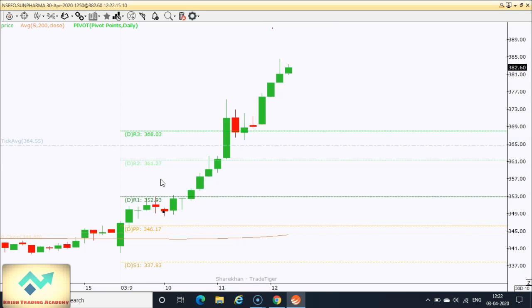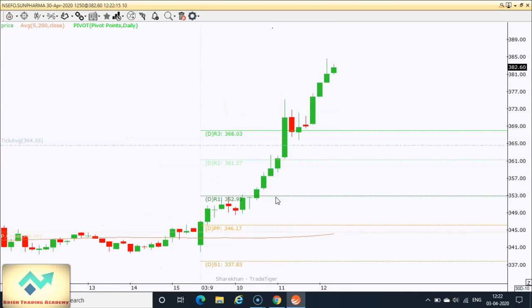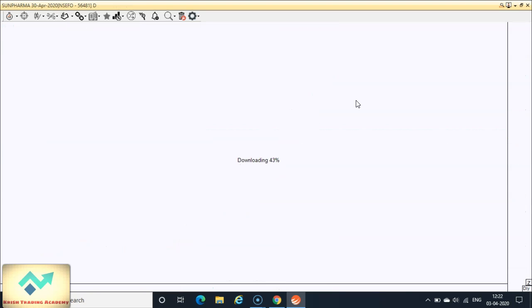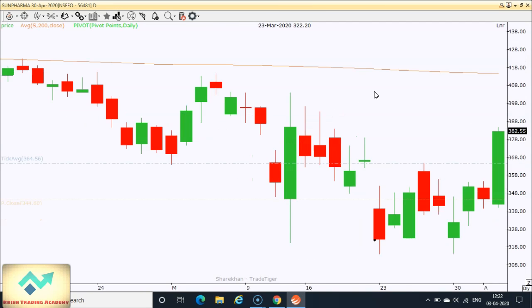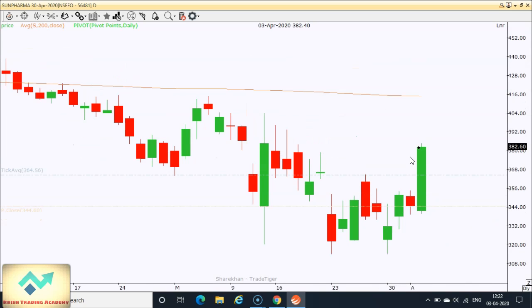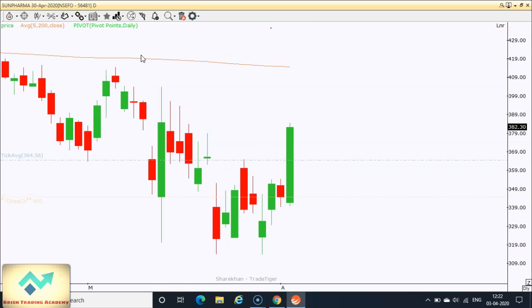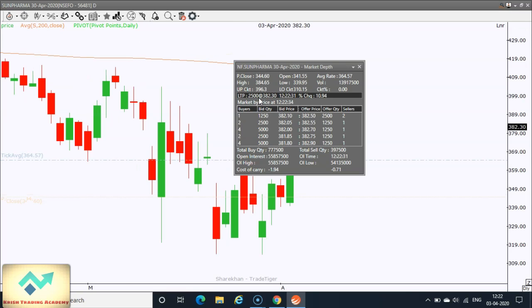I just want to show you. I just placed the pivot levels, but all the pivot levels R1, R2, R3 are gone, right? Let me show you the daily time frame. See, it's the most dangerous thing to short now actually. Why? Because see the upper circuit, 396, right? So there are high chances that it might hit the upper circuit as well.